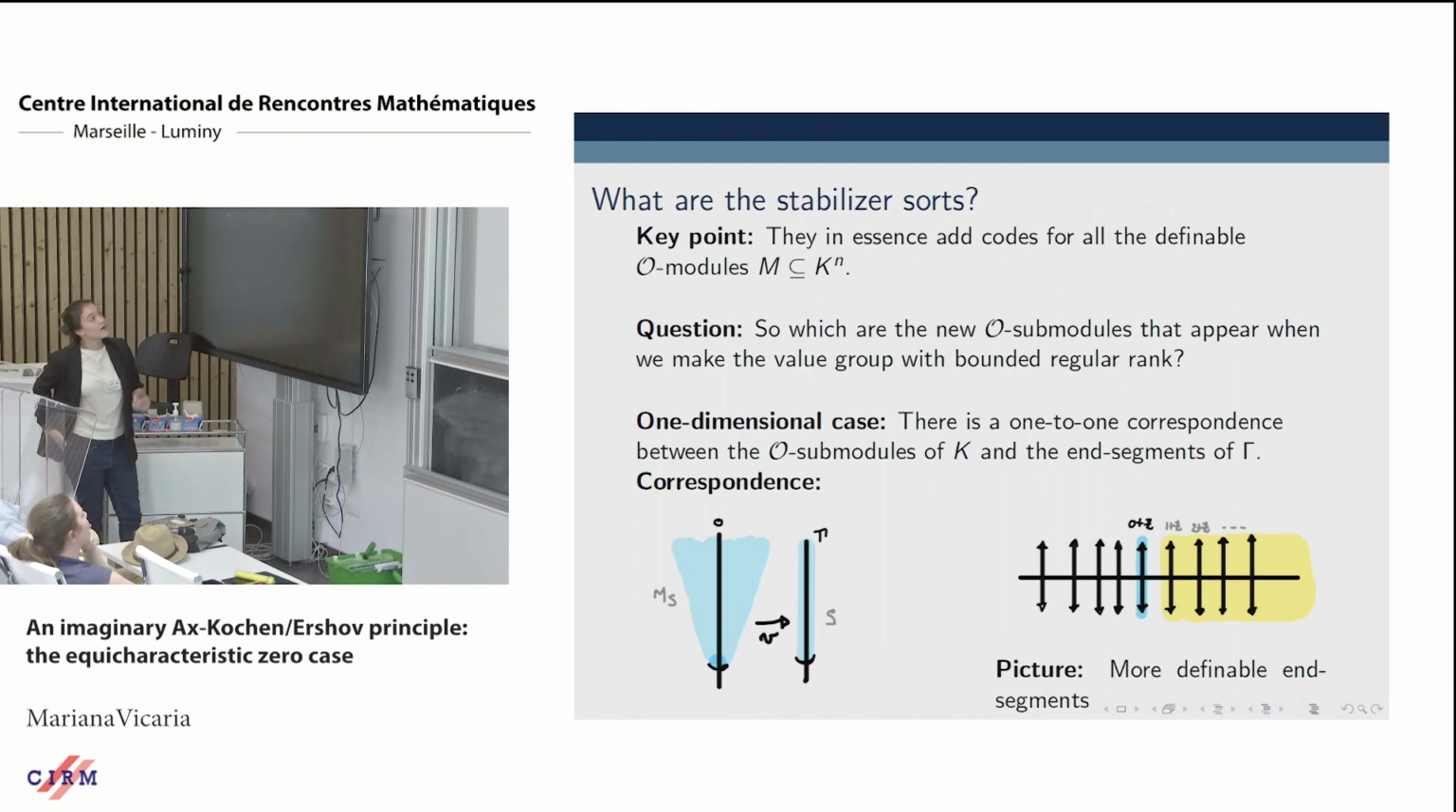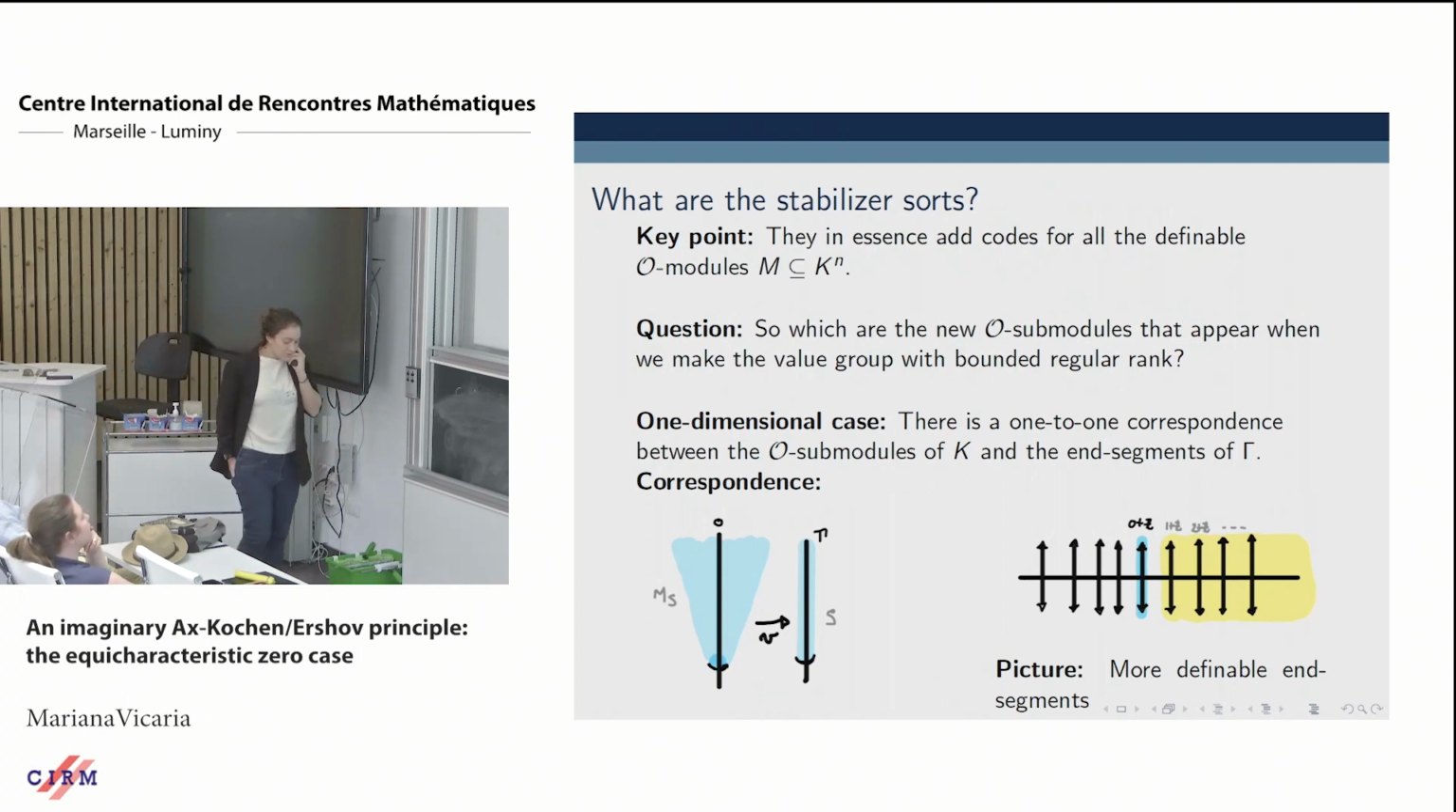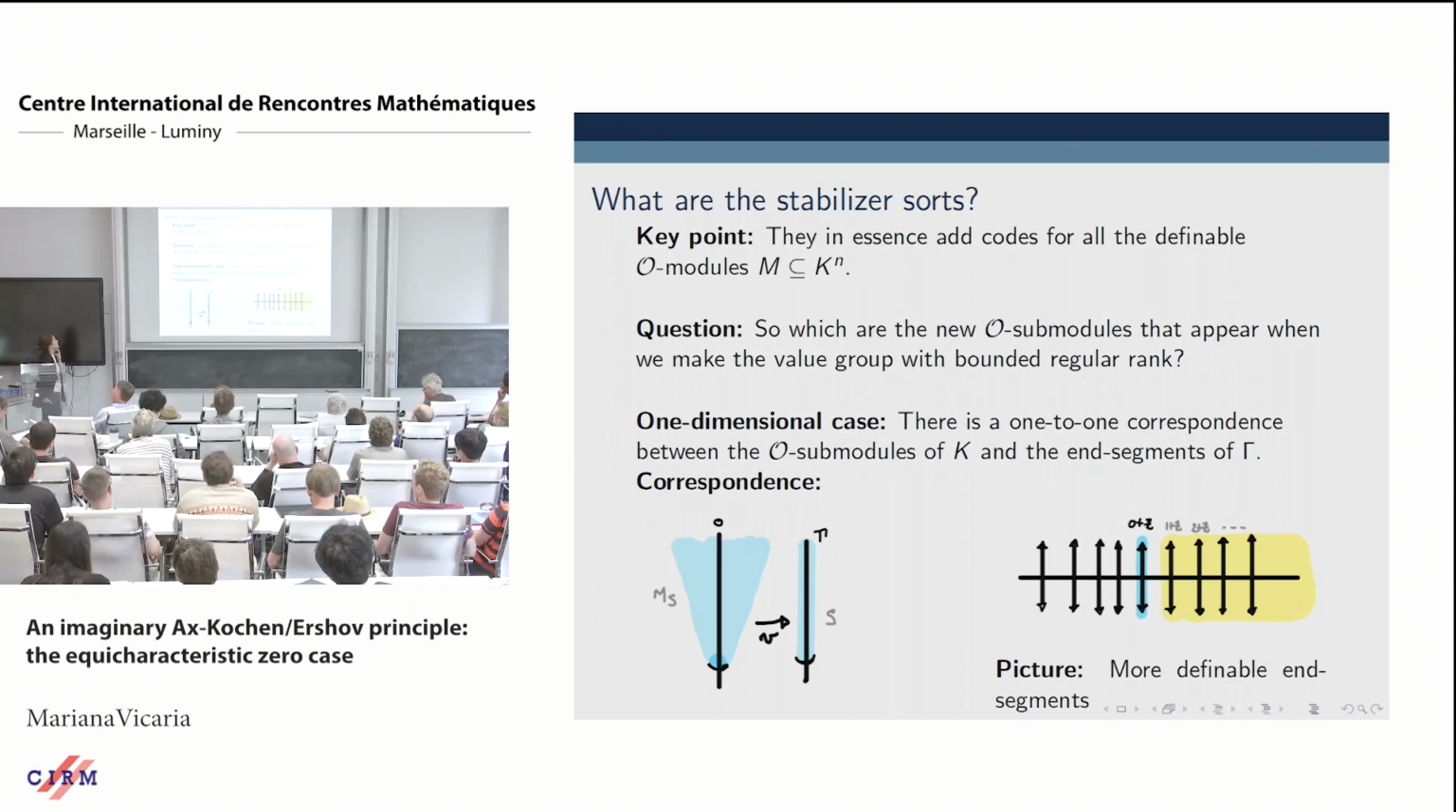And what I want to say is that in this setting, where you have a Henselian valued field whose value group has bounded regular rank, and the residue field is algebraically closed, everything that you need in order to have elimination of imaginaries is in essence adding codes for all the definable submodels M of K^n. So if you believe that, the real question is, well, which are the new submodels that appear once you make the value group with bounded regular rank?